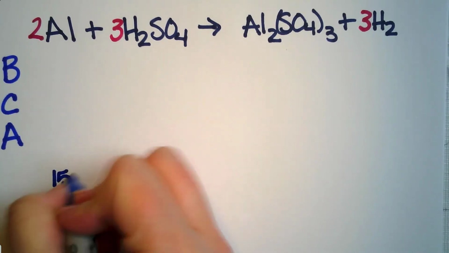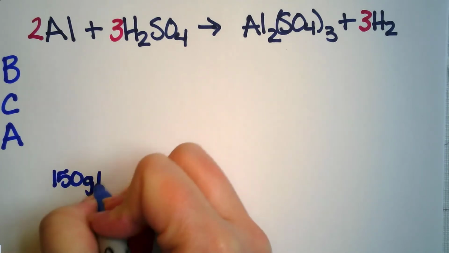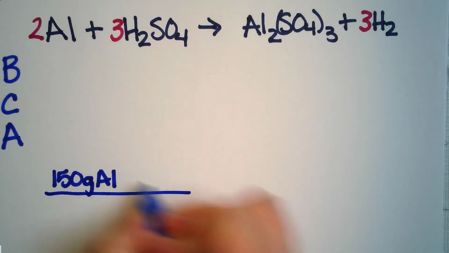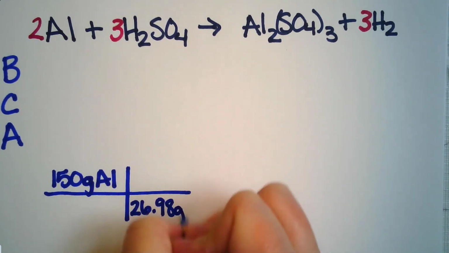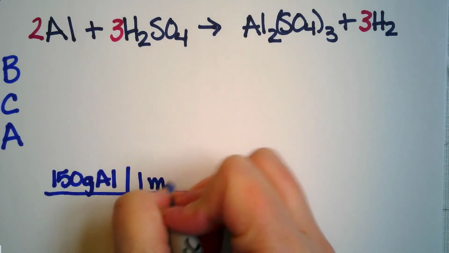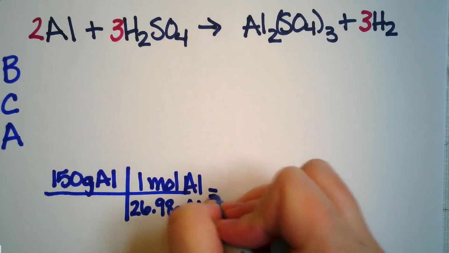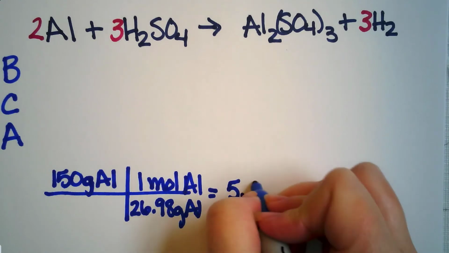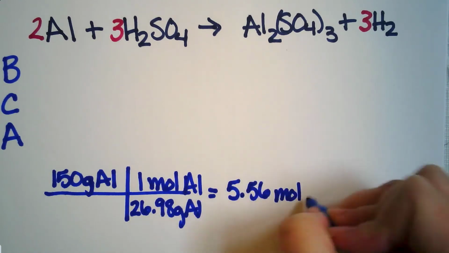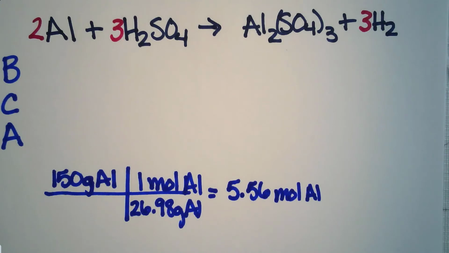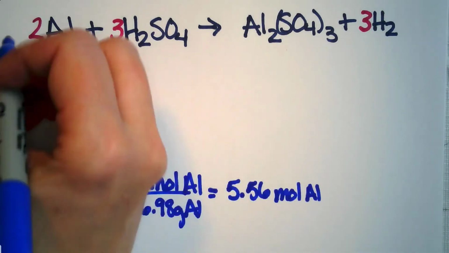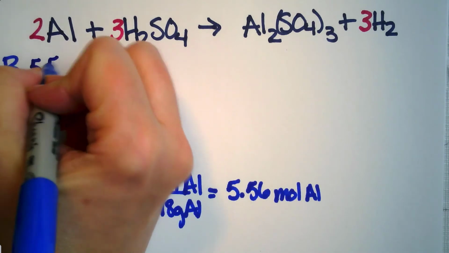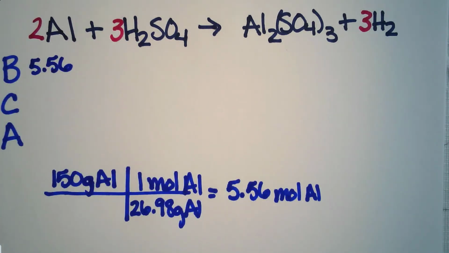So we've got 150 grams of aluminum. Looking at our periodic table, we have 26.98 grams of aluminum for every 1 mole of aluminum. When I calculate that out, I get 5.56 moles of aluminum. So now I can use that number in my table. I can go ahead and plug that in: 5.56 moles of my aluminum.